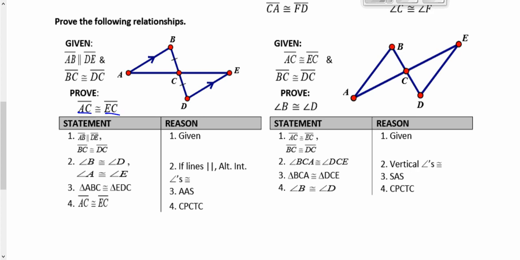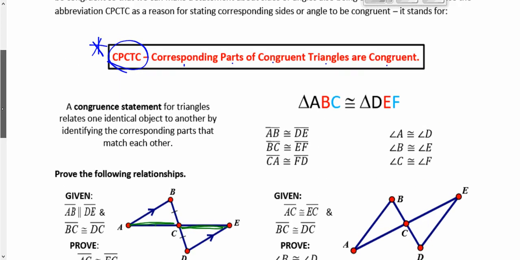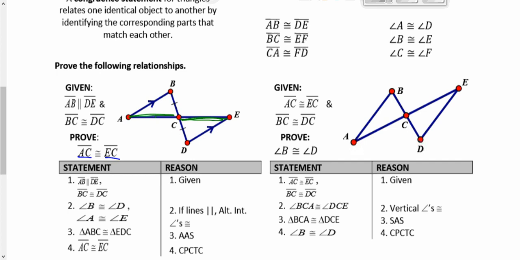Here's AC, and here is EC. Well, those are corresponding parts of triangles, aren't they? Right? Yeah. So what should we do first? What should we do to prove that AC is congruent to EC? Prove that the triangles are congruent. And then these would have to be congruent because why? CPCTC, right? So, okay, let's think about how to prove these triangles congruent.